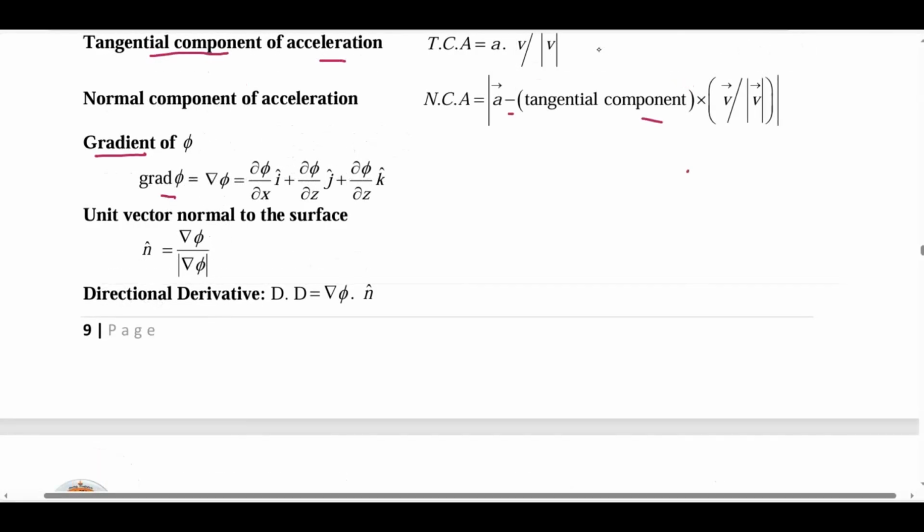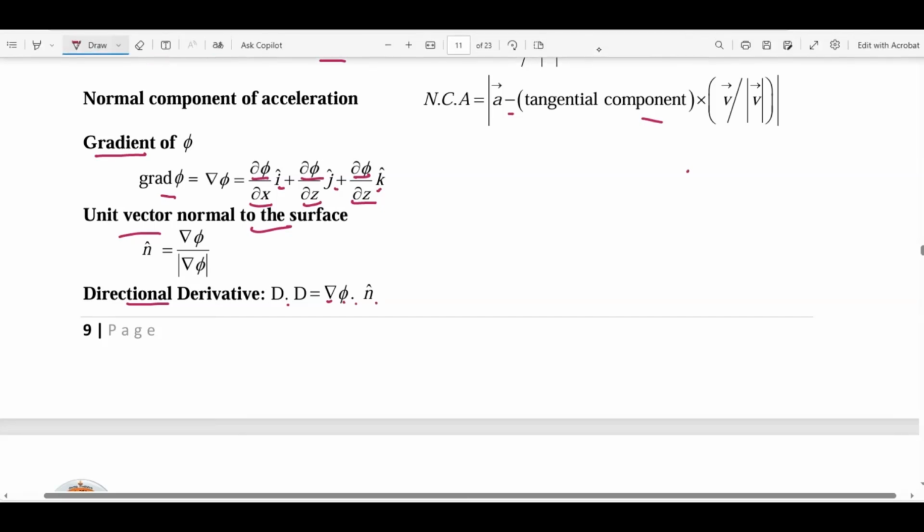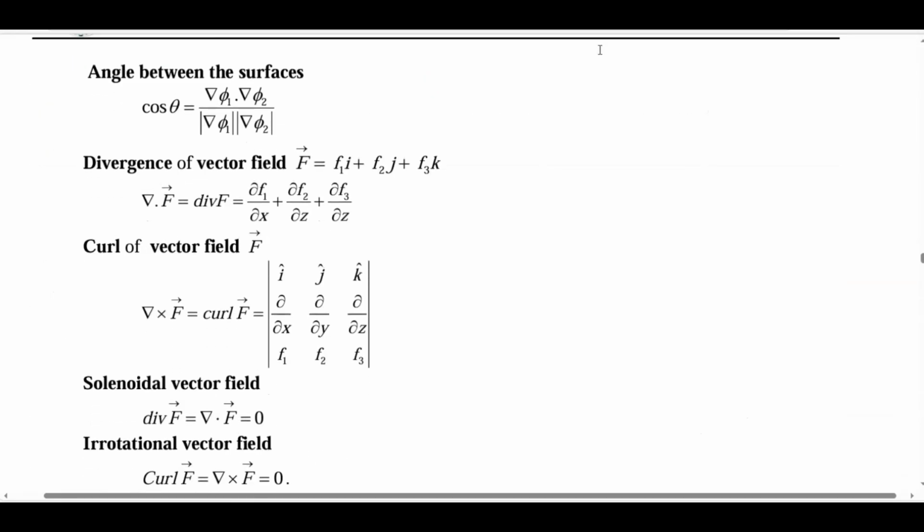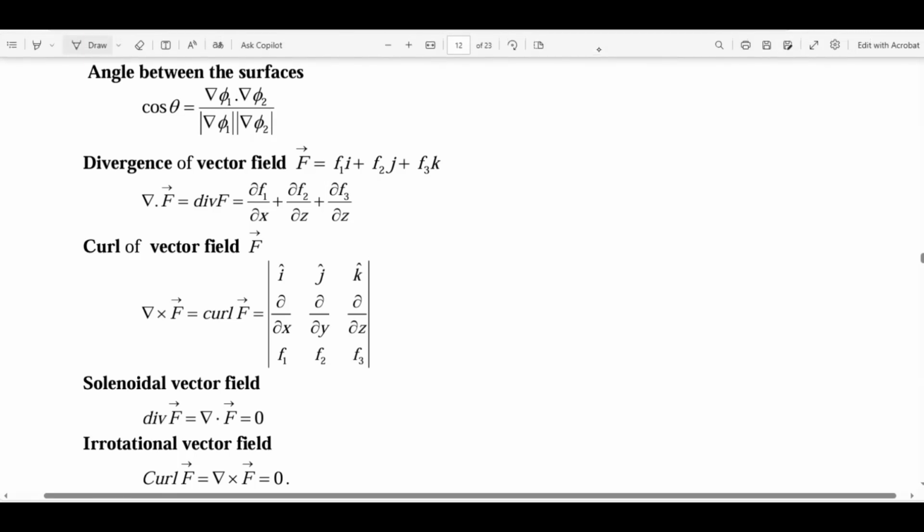grad phi, will be ∂phi/∂x i cap plus ∂phi/∂y j cap plus ∂phi/∂z k cap. Then the unit vector normal to the surface will be n cap equals gradient of phi divided by the magnitude of gradient phi. The directional derivative will be DD equals gradient of phi dot n cap. Then you have the next one. You have the angle between the surfaces, we can give it as cos θ.